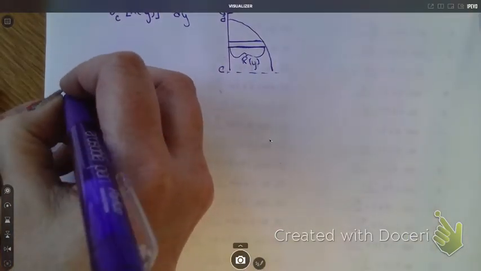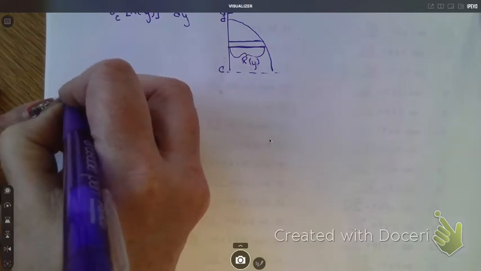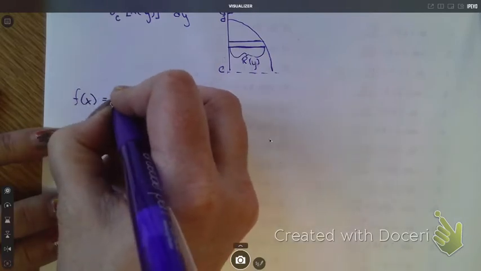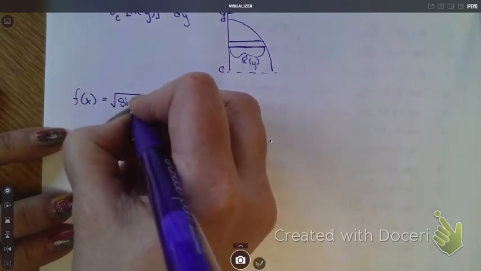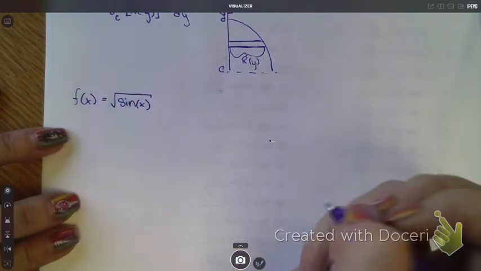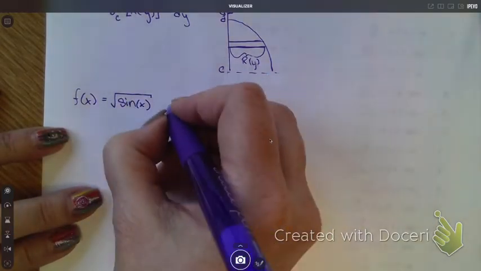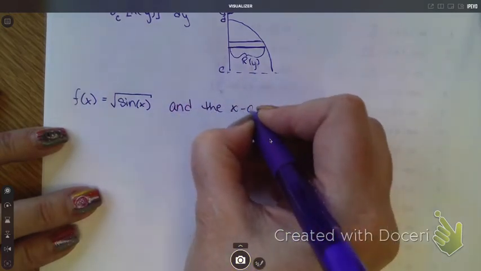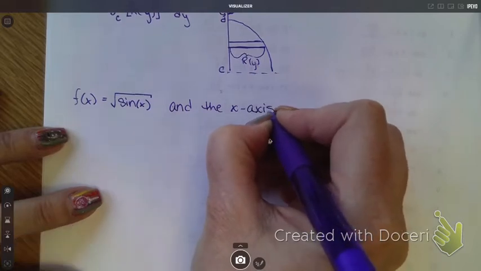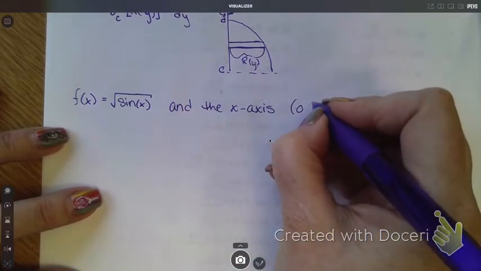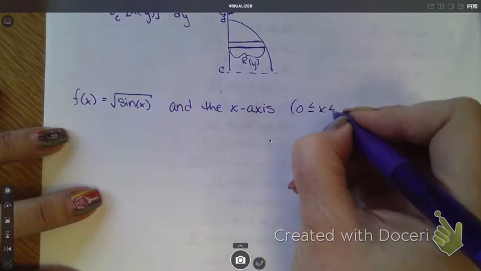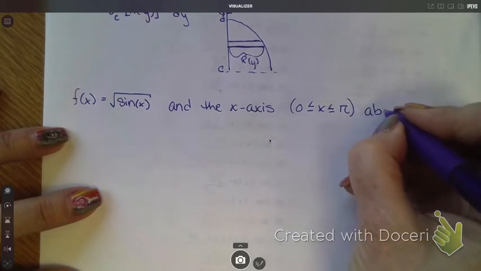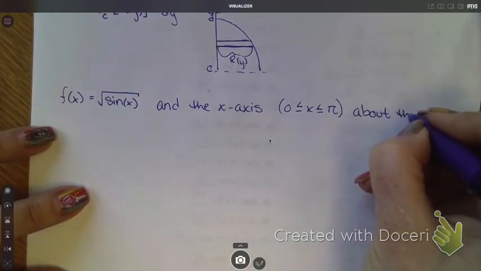Okay, so find the volume of this solid formed by f of x equals the square root of the sine of x and the x-axis, from 0 less than or equal to x less than or equal to pi, about the x-axis.